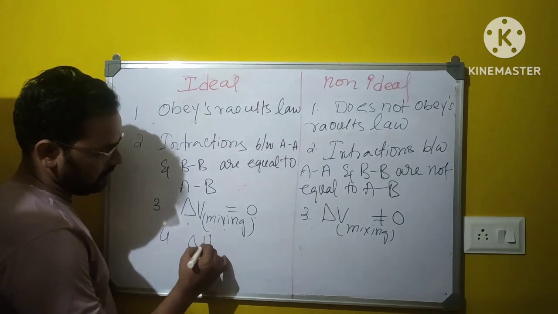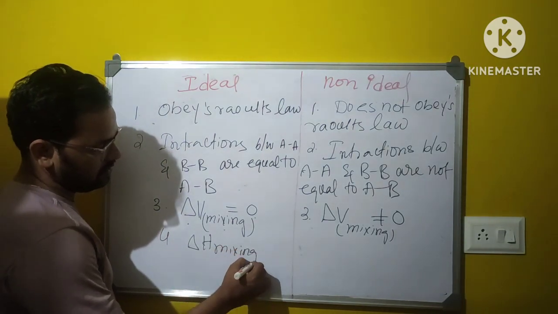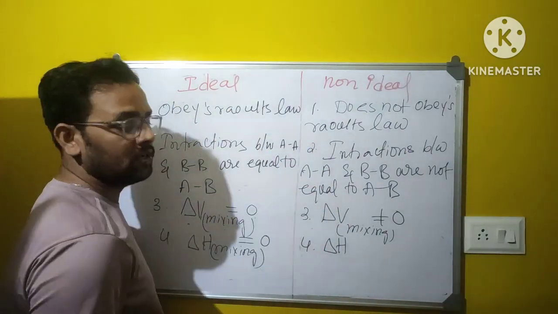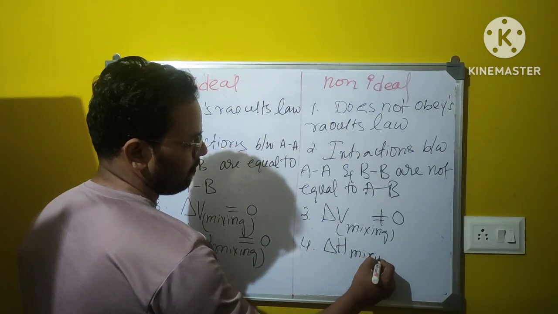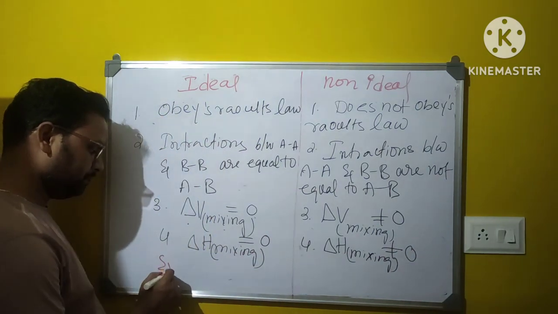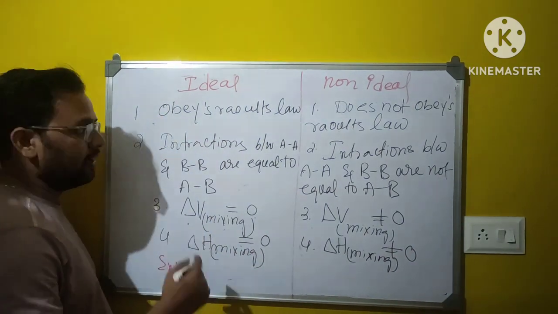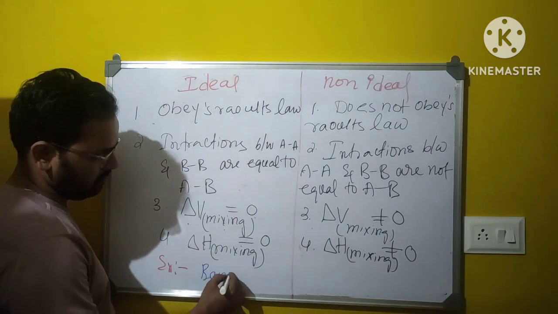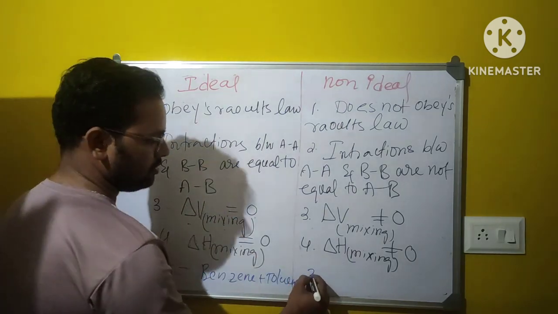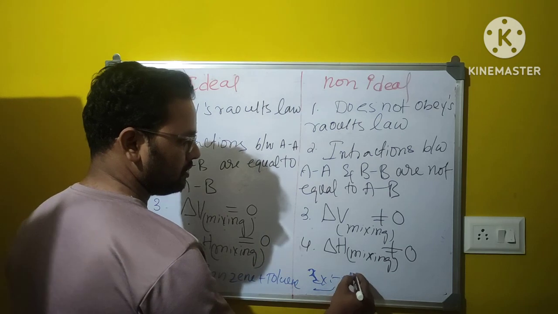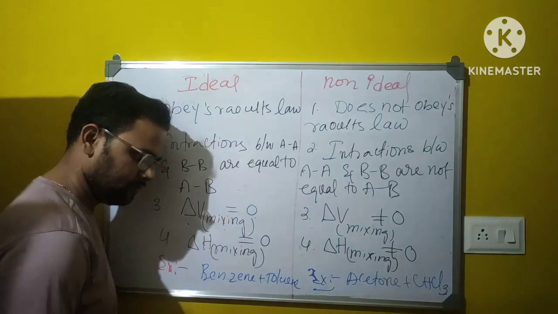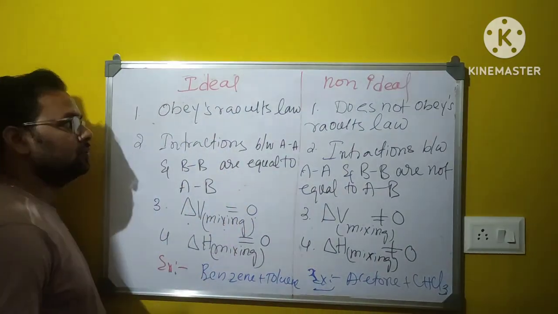Fourth one, change in enthalpy on mixing. For an ideal solution, change in enthalpy on mixing is equal to 0. Under non-ideal solution, change in enthalpy on mixing is not equal to 0. Examples for ideal and non-ideal solutions are already given. Take a mixture of benzene and toluene as the example for an ideal solution. The example for a non-ideal solution is a mixture of acetone and chloroform, CHCl3. I hope you understood.